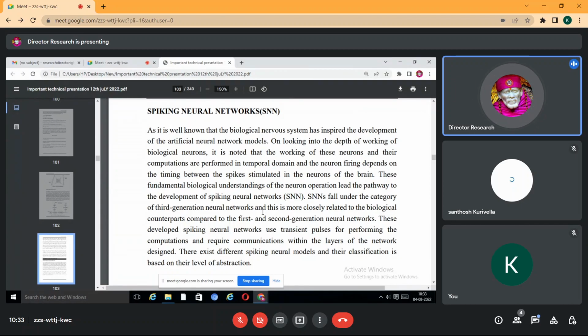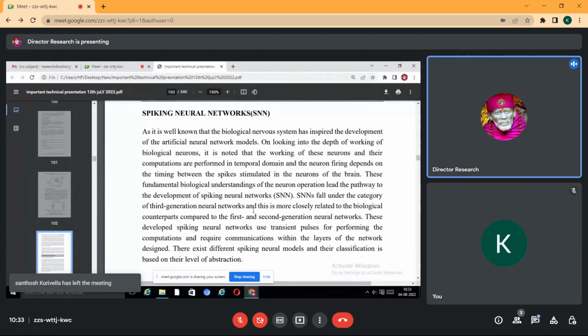These fundamental biological understandings of neuron operation lead the pathway to the development of spiking neural networks. In short, it is called SNN. SNN falls under the category of third generation neural networks, and this is more closely related to the biological counterparts compared to the first and second generation neural networks.